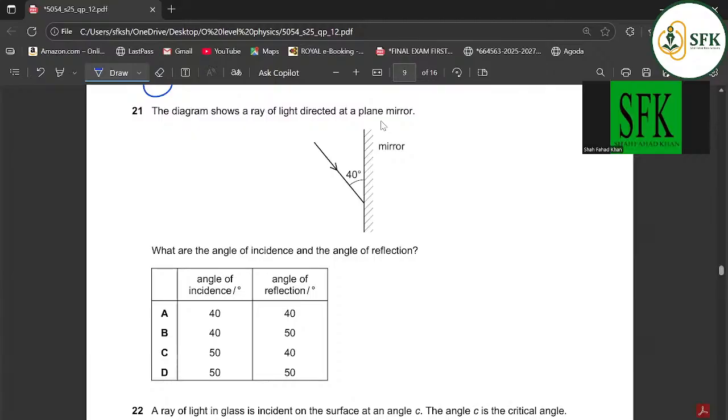The diagram shows a ray of light directed at a plane mirror. What are the angle of incidence and reflection? So for that, you need to draw a normal right over here. Angle of incidence is this one, and angle of reflection is going to be the same as the angle of incidence. So because they are equal by the law of reflection, these two options are out, either A or D. Now A is not the angle of incidence, it's this one, the angle made with the normal line. So it's 50-50, D.